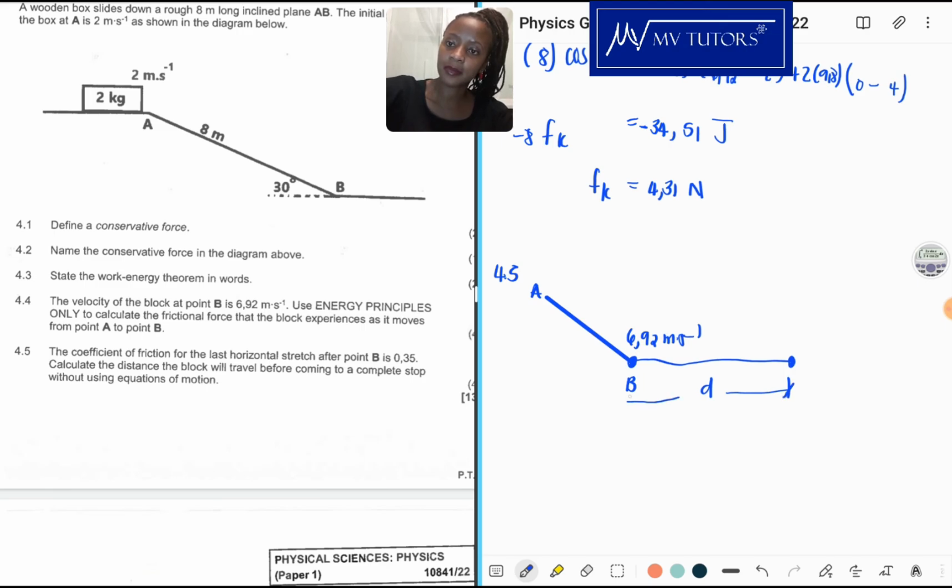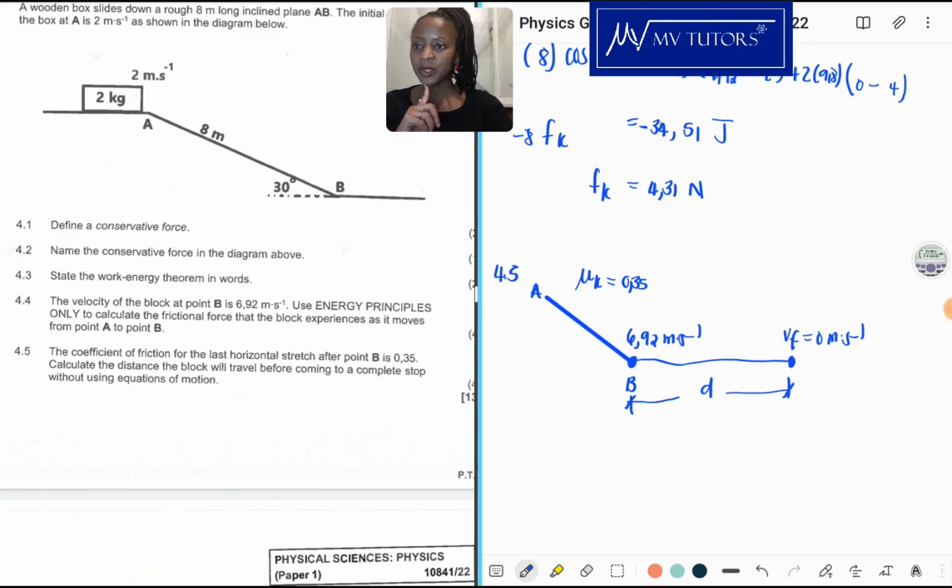Okay, but at that point, because it comes to a complete stop, your final velocity is equal to 0 meters per second. Okay, and the coefficient of friction they gave us, so kinetic friction, I'm going to assume 0,35. Okay, now calculate the distance the block will travel, and we're not using the equations of motion.